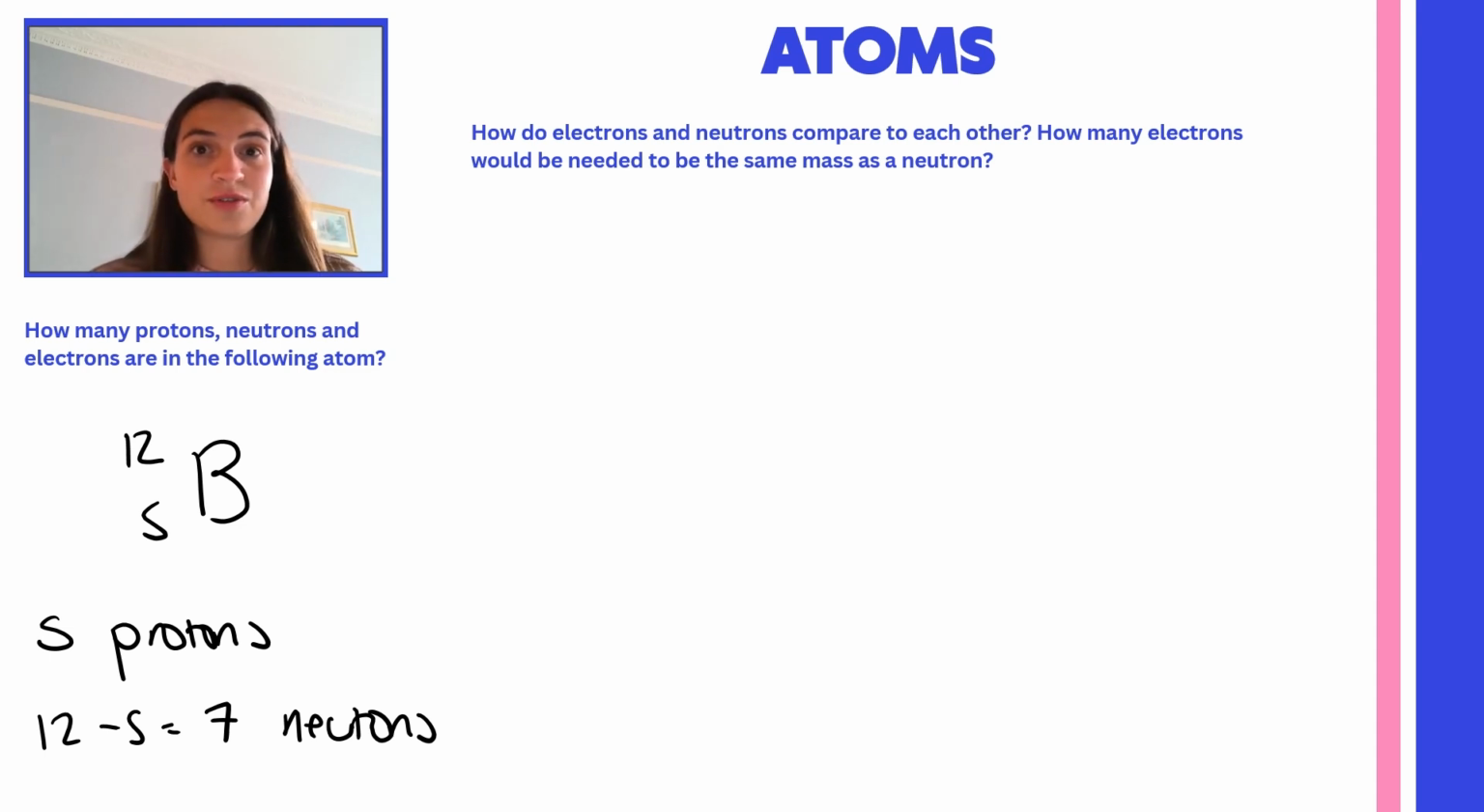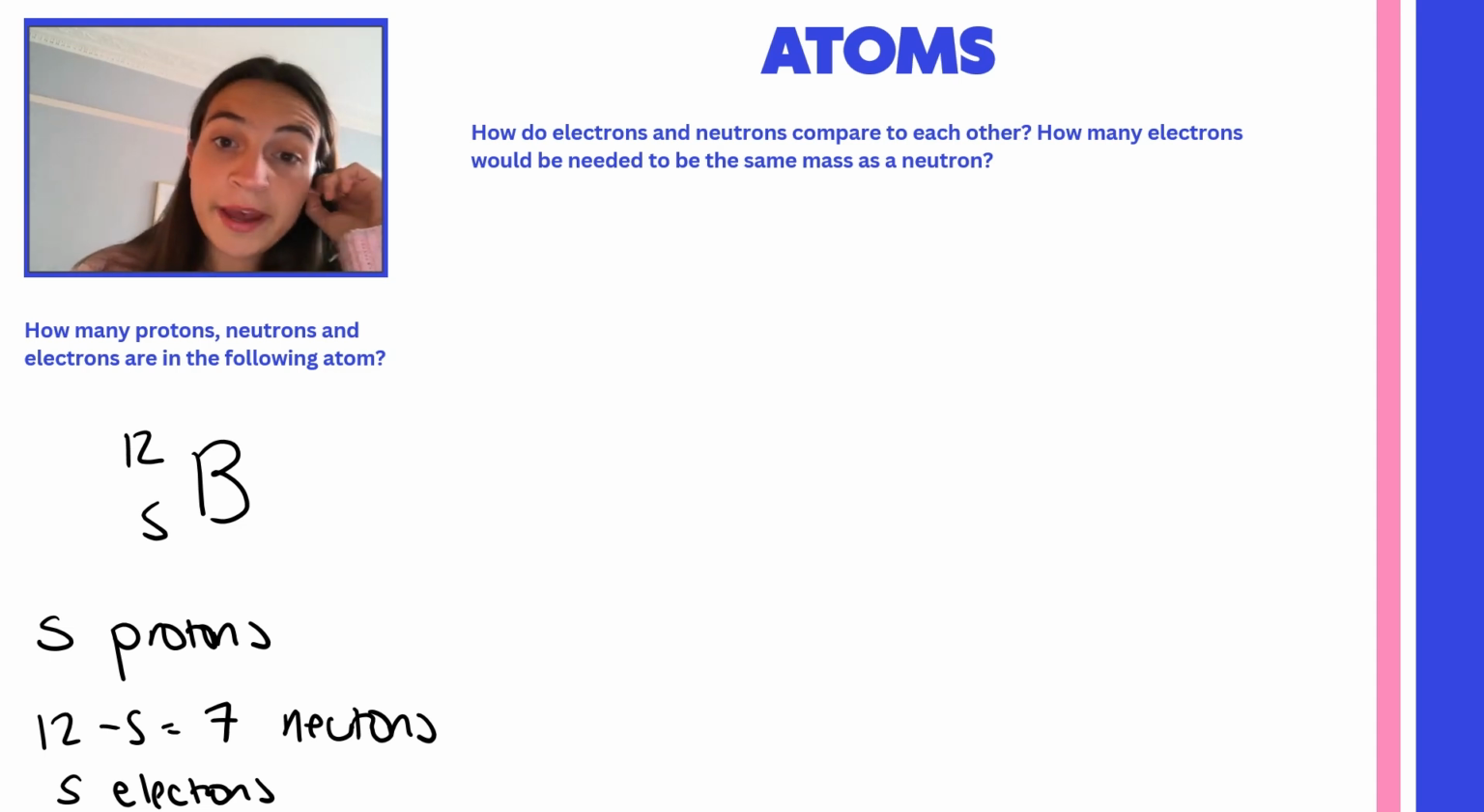And then since this is an atom and not an ion, it should be neutral, and therefore the number of protons should match the number of electrons, so that should be 5 electrons. Okay, next question: how do electrons and neutrons compare to each other?